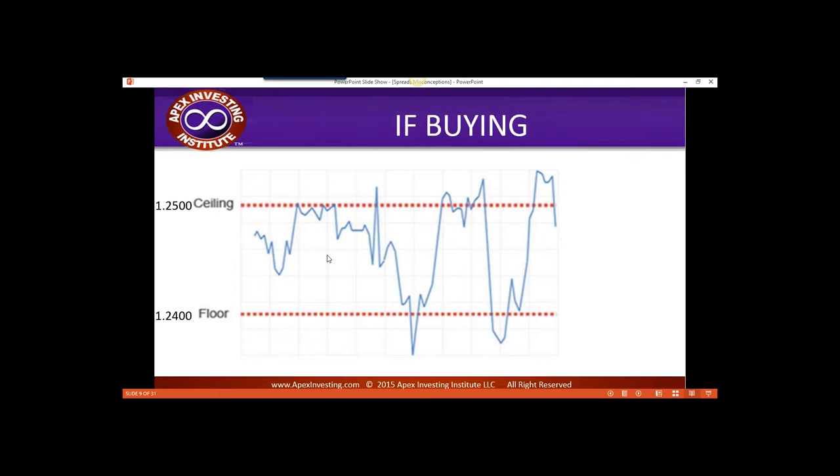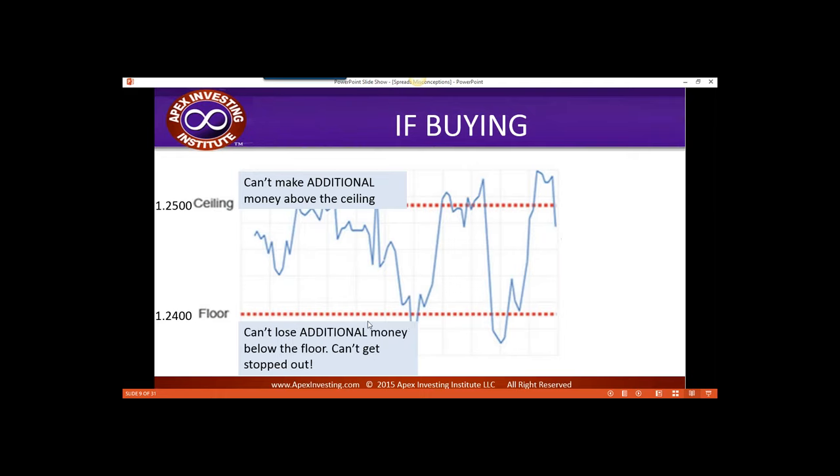All right, if we're buying, it's the same thing, but just the opposite. If I'm buying, I'm saying the market's going up. I can't make additional money above the ceiling, and I can't lose additional money below the floor. So if I was to buy right here at 2410, saying the market's going up, but instead the market goes down, doesn't matter how far down against me it goes, doesn't matter how wrong I am, I can only lose money down to the floor, okay?